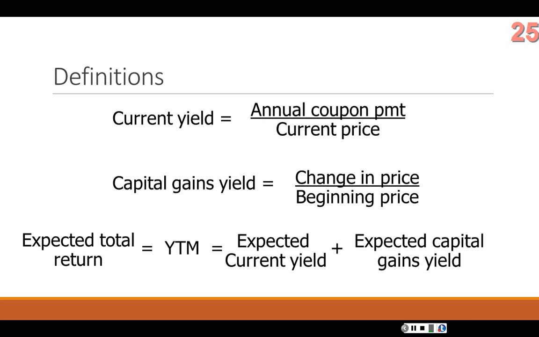So other things that we can calculate: the current yield is the annual coupon divided by the current market price of the bond. The capital gains yield is equal to the change in price divided by the beginning price. And if you add these together, that makes yield to maturity. So the amount of money that you're going to make collectively, the yield to maturity, is equal to the current yield plus the capital gains yield.